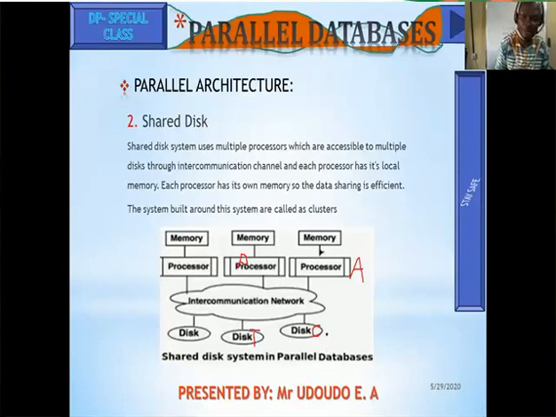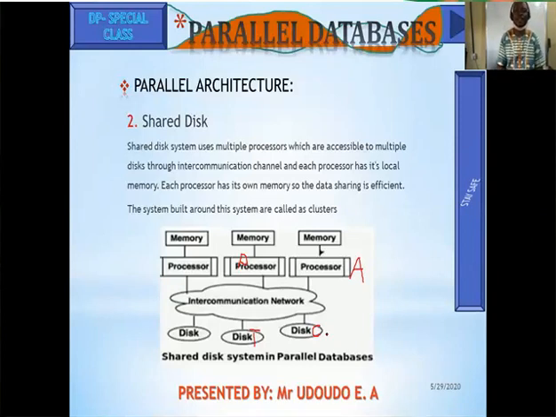And so here, the multiprocessors have access to the disk through an interconnected channel or bus, and each processor has its own local memory. Note that the multiple processors have connection to the disk. You can say the hard disk. And each of them has its own memory connected directly.